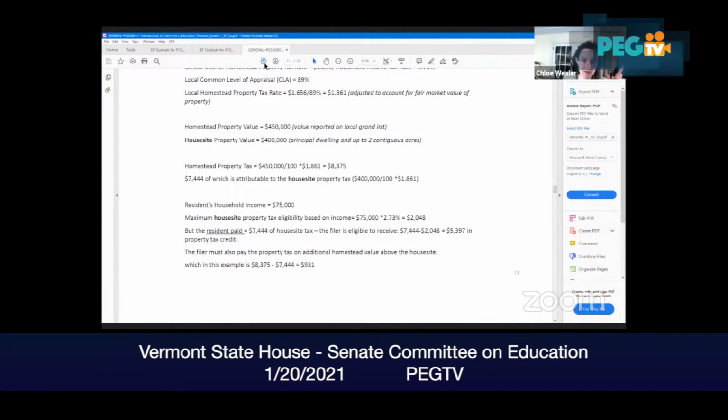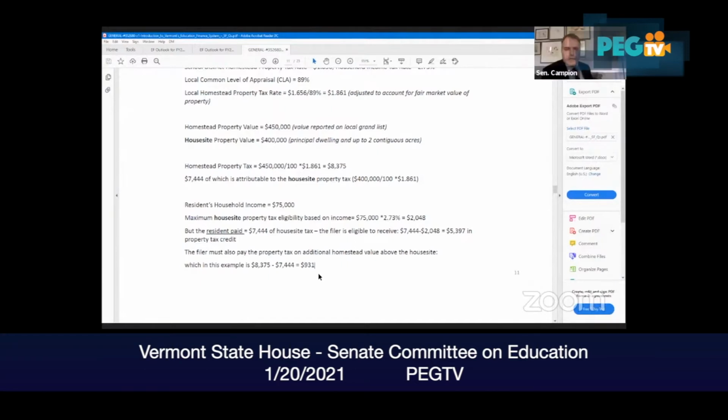So on that $100,000. You can see that a little bit in this example because they have additional acreage, and so they have to pay the regular property tax on that additional acreage. In this instance, it's $931. So at the end of the day, after they've received their credit, this filer would have paid $2,000 for their house site based on their income, and then an additional $930 for that additional acre.